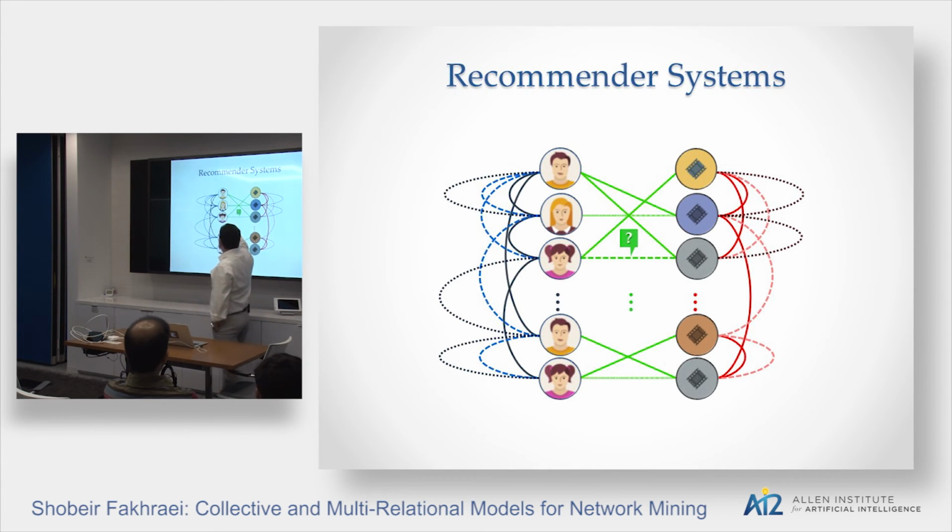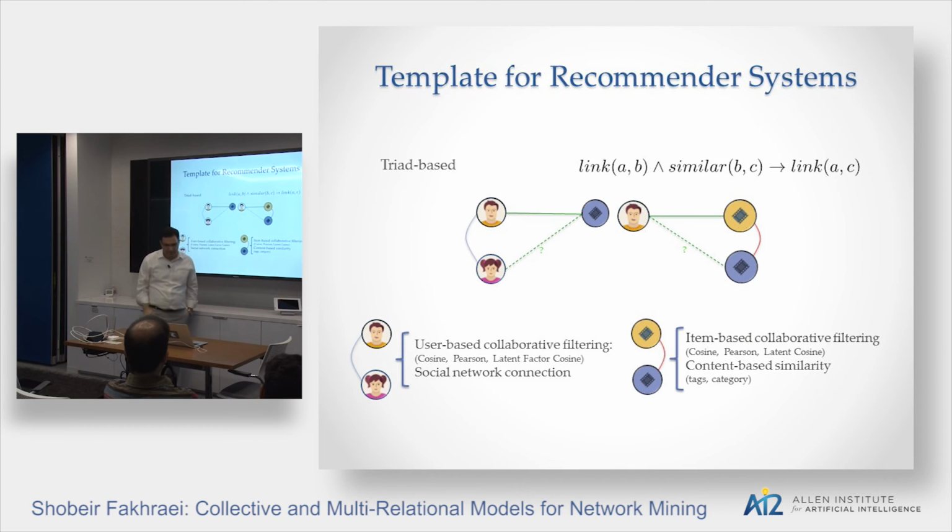And we have previous ratings, and we want to infer new ratings between a user and an item. Again, we use the triad structure here. For the similarity between users, we use user-based collaborative filtering methods to extract similarities: cosine, Pearson, and the cosine between the latent factors after using matrix factorization.